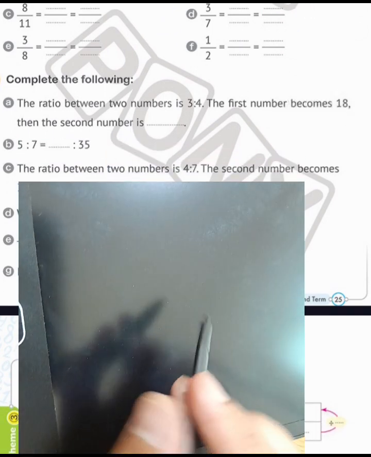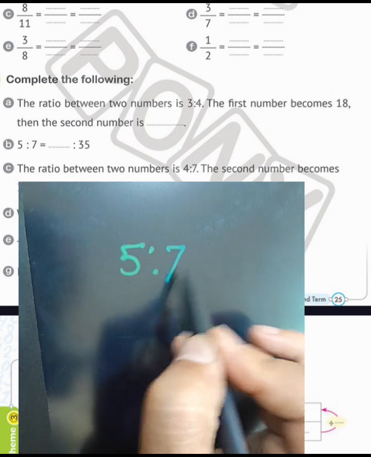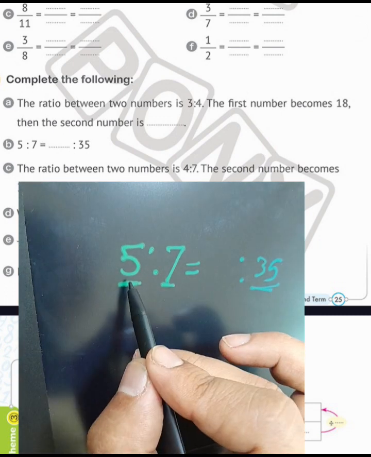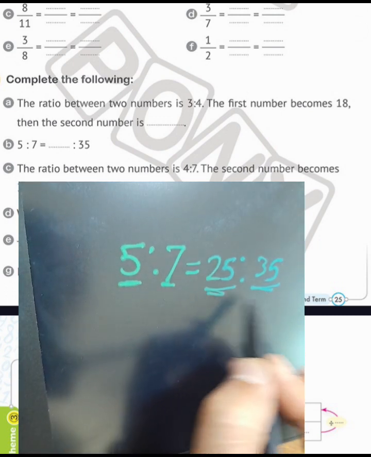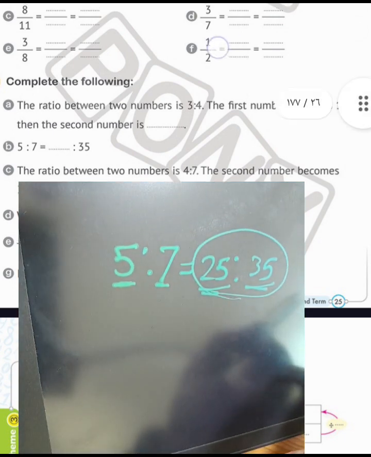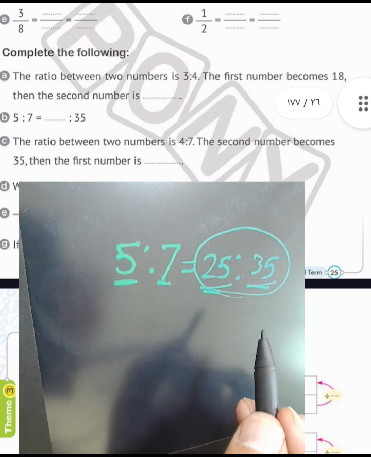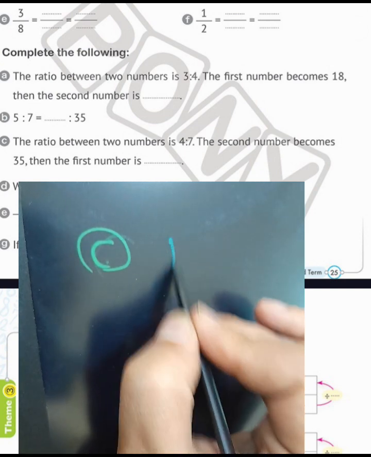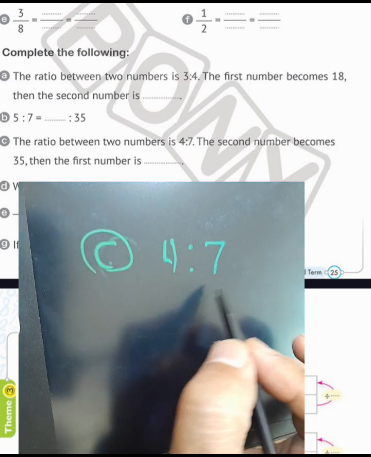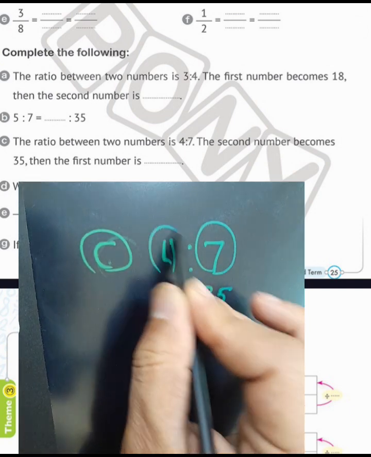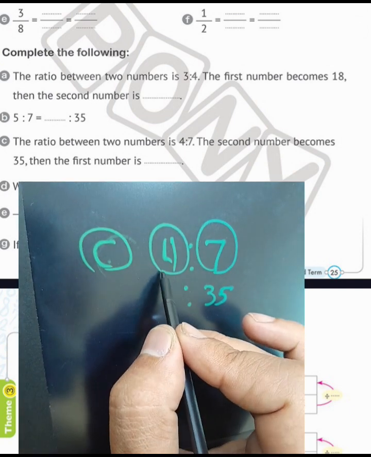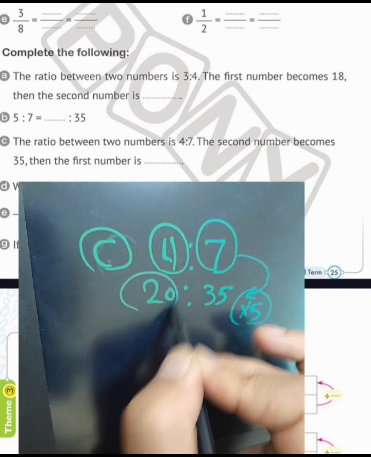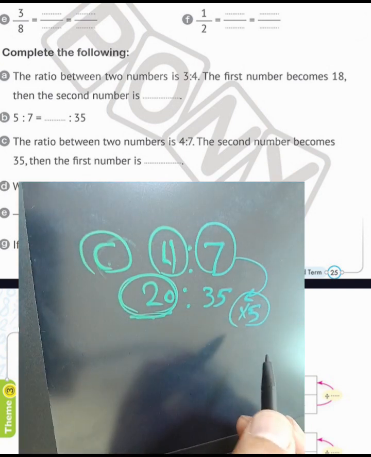Question letter B, the ratio between 5 to 7 is equivalent to space to 35. 5 times 7 is 35, and 5 times 5 equals 25. Then the ratio will be 25 to 35. Question letter C. The ratio between two numbers is 4 to 7, and the second number becomes 35. Then the first number will be what? 7 times 5 equals 35. Then 4 times 5 equals 20. Then we must write 20 as the first number.